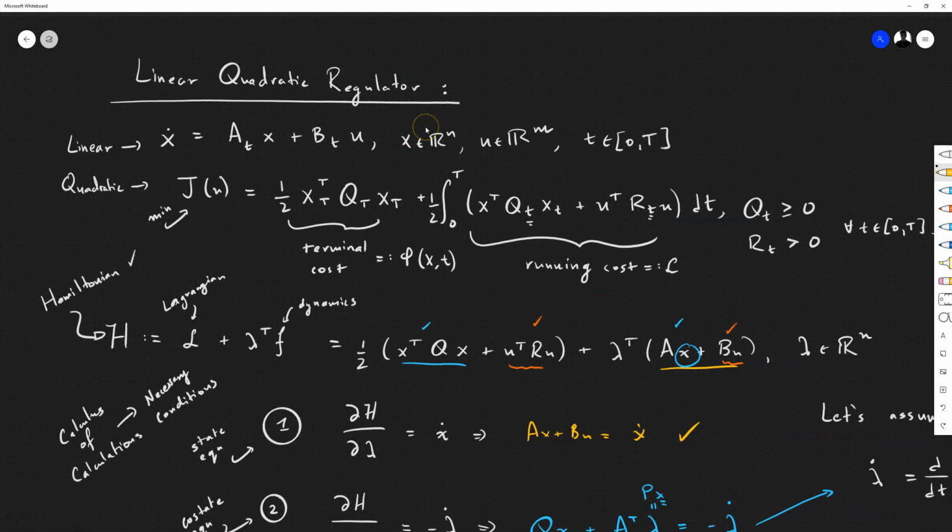The reason why it's called a regulator is because implementing this controller will stabilize the system to the origin. It's going to stabilize it to the origin no matter what. It might look different for different systems, but it's always going to stabilize to the origin. That's why it's called a regulator.